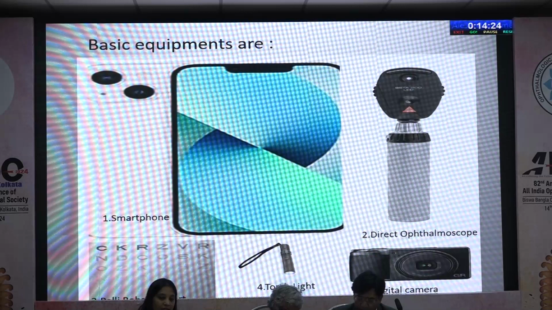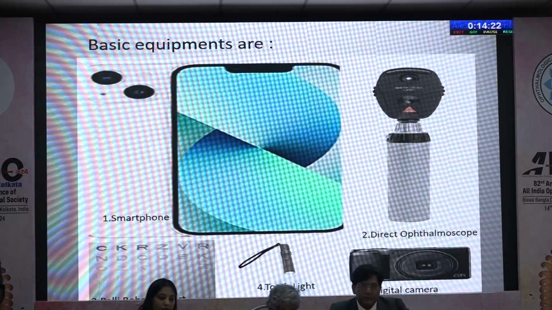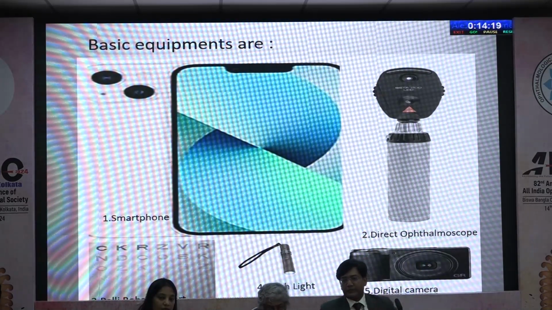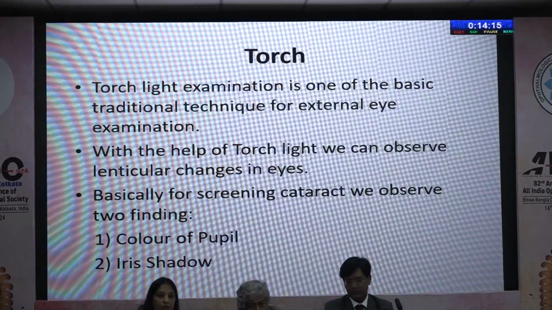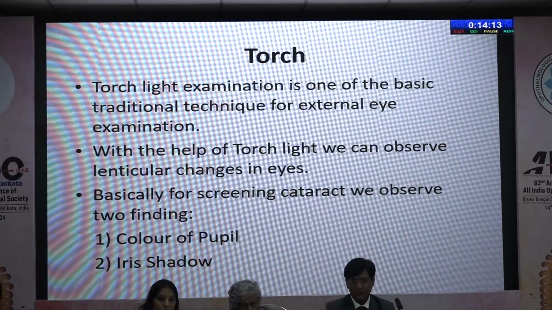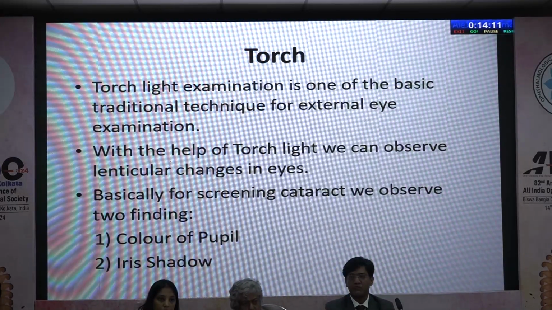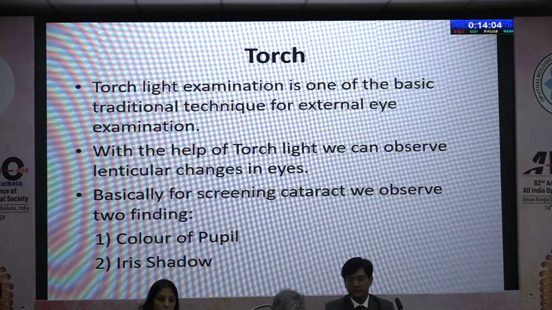These are some basic equipment we use: smartphone, direct ophthalmoscope, Pelli-Robson chart, torchlight, and digital camera. First, torchlight. Torchlight examination is one of the basic traditional techniques for external eye examination. With the help of torchlight, we can observe lenticular changes in the eye. For screening cataract, we observe two findings: color of pupil and iris shadow.